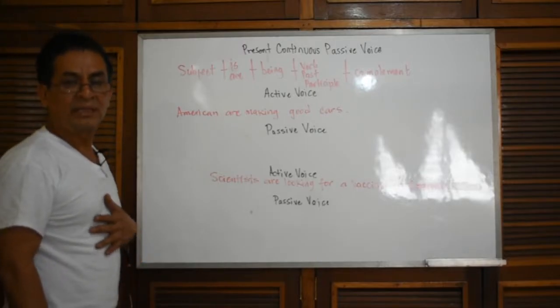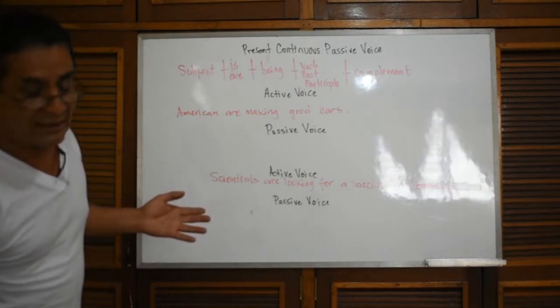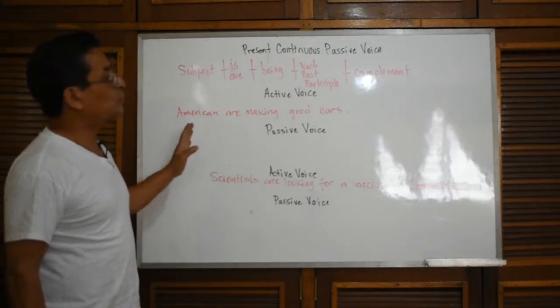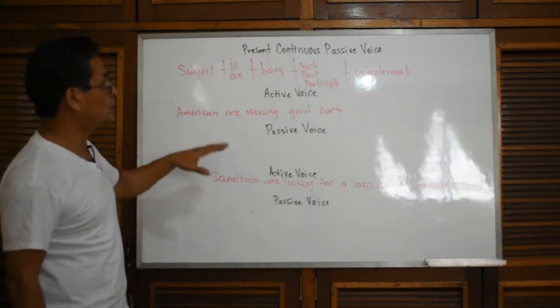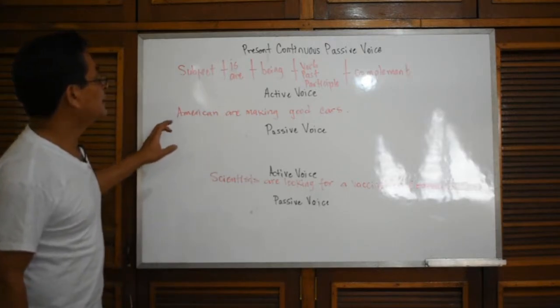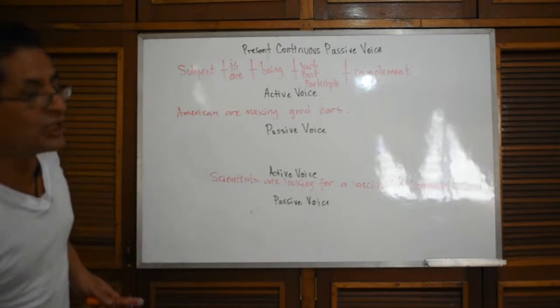Okay, hello everybody. Now we are gonna learn how to use passive voice. Since we have learned how to use the simple present and simple past in passive voice, now we are gonna learn how to use it in passive present continuous. As you know, in active voice, the subject is the doer of the action.